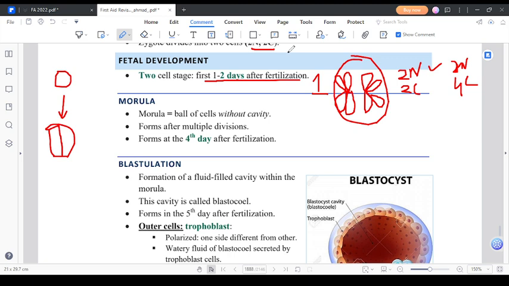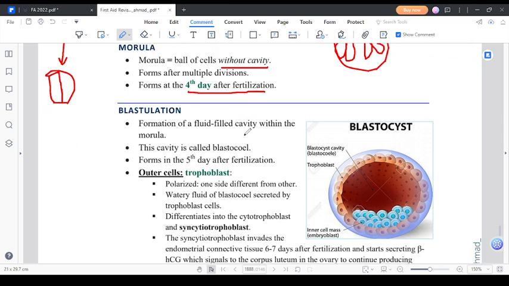Morula, a ball of cells without a cavity. So the difference between the morula and the blastula is the presence of the blastocele, the cavity. It is a ball of cells without a cavity, forms after multiple divisions, and forms at the 4th day of fertilization. Then blastulation, what is that? Formation of a fluid filled cavity within the morula.